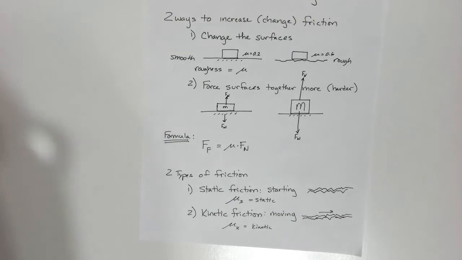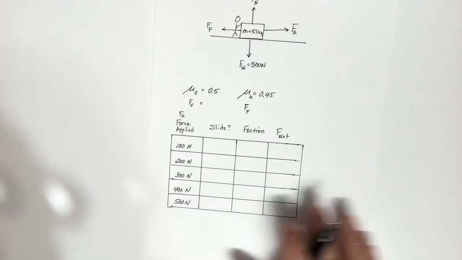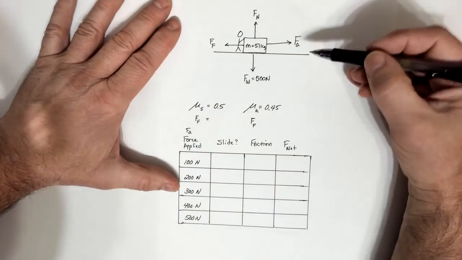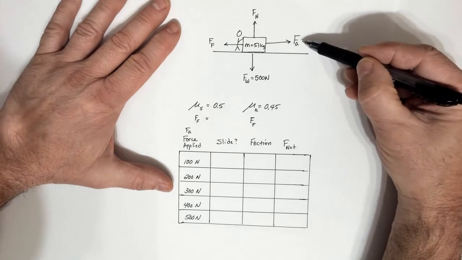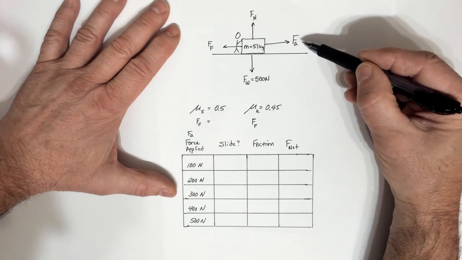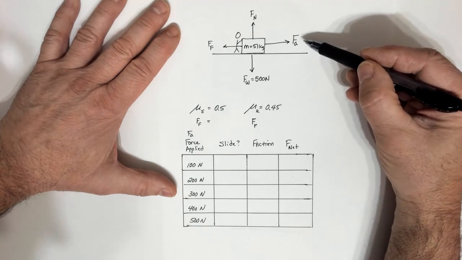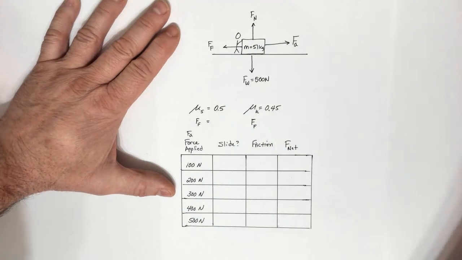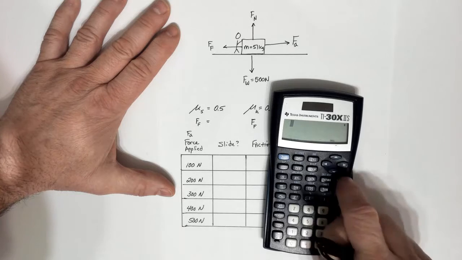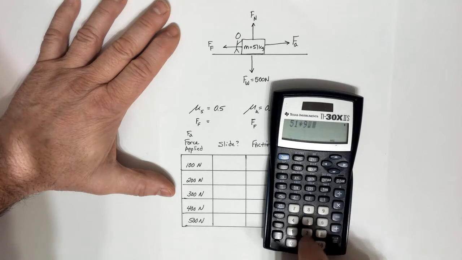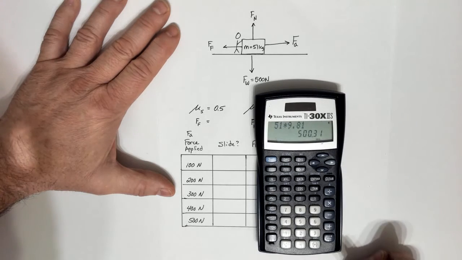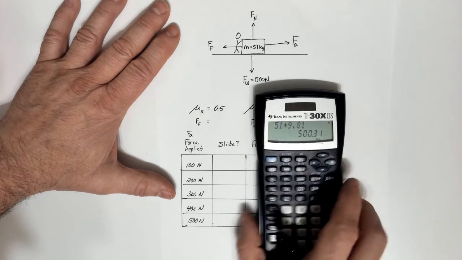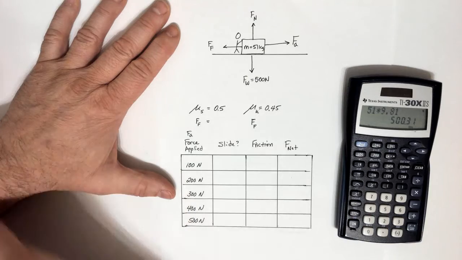So now I want to do a chart. You ready? Here we go. We want to see what happens every time we change the original force that's applied. We have this object. It has a mass of 51 kilograms, and 51 times 9.81 rounds off to 500.3. I want three numbers, so 500 is close enough to the weight of this box.